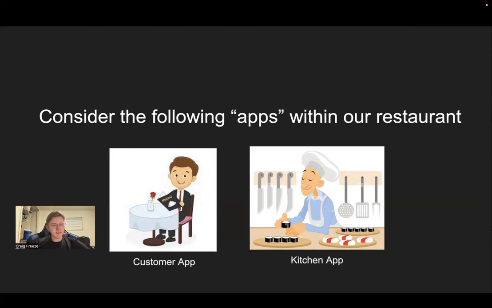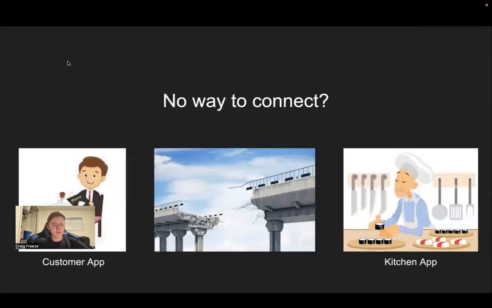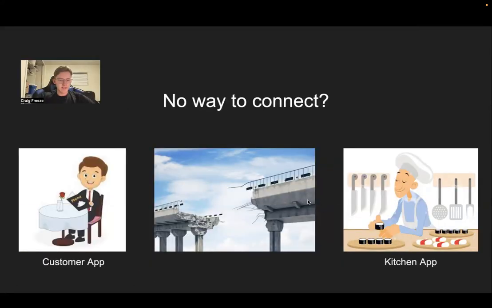And then he's kind of stuck. He's sitting there at the table. He can't move from the table. And so unfortunately, he's never going to get his food. He doesn't have a way of getting that information or requesting information from the kitchen. So there's no way to connect. You can see the bridge. Unfortunately, we don't have a path yet.